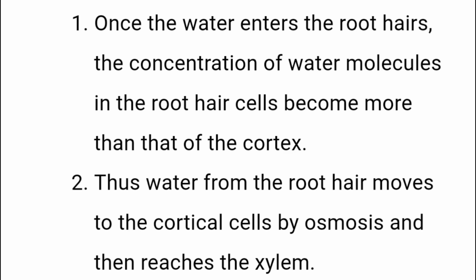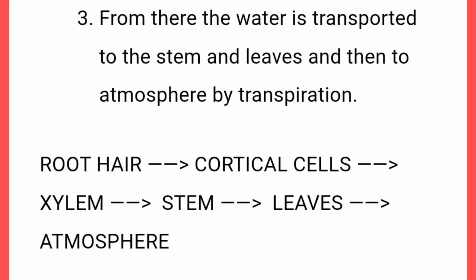Answer, once the water enters the root hairs, the concentration of water molecules in the root hair cells becomes more than that of the cortex. Second point, thus water from the root hair moves to the cortical cell by osmosis and then reaches the xylem. Third point, from there the water is transported to the stem and leaves and then to the atmosphere by transpiration. Root hair, cortical cells, xylem, stem, leaves, atmosphere.